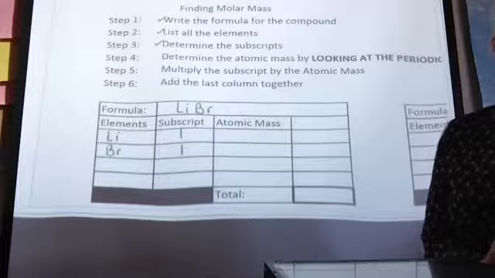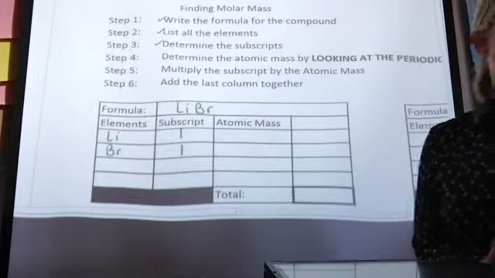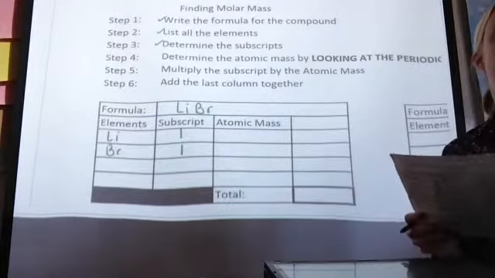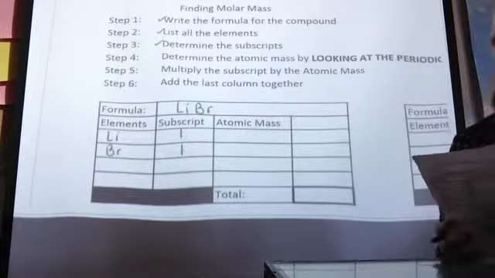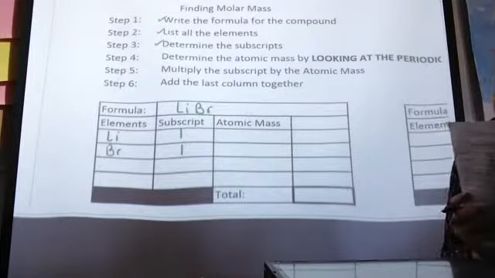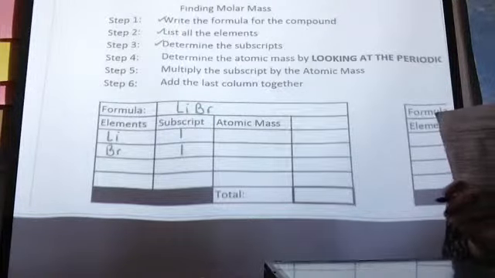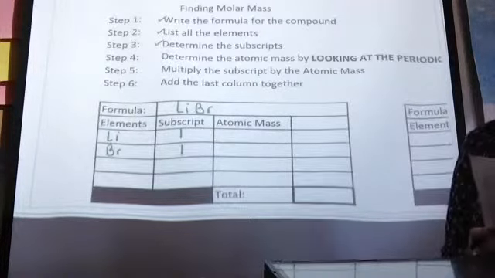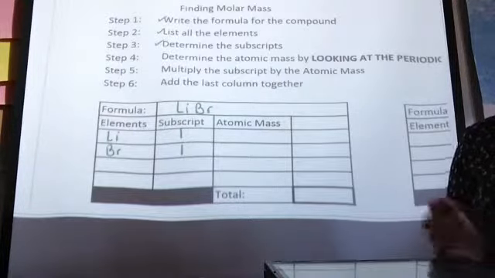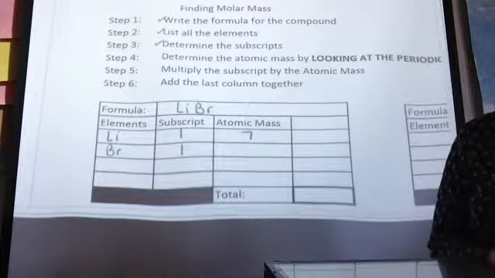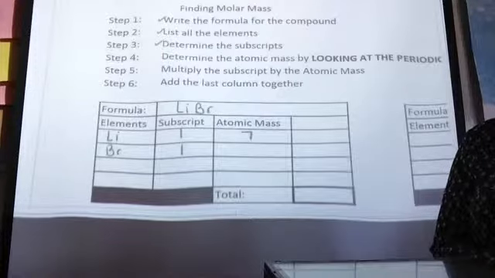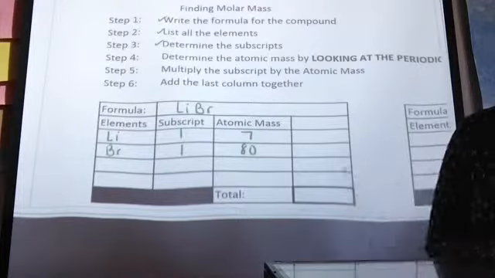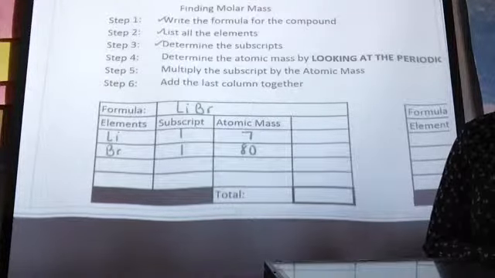Now I'm going to determine the atomic mass by looking at the periodic table. On the periodic table, the mass number is the number at the bottom of the element block. So the mass number for Li is 6.941. Well, that's not okay, so we're just going to round it to 7. So the atomic mass is 7. Br, the atomic mass, is 79.90. We round that to 80. So I've determined the atomic mass by looking at the periodic table.